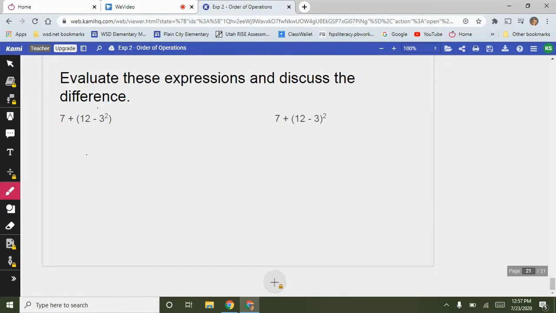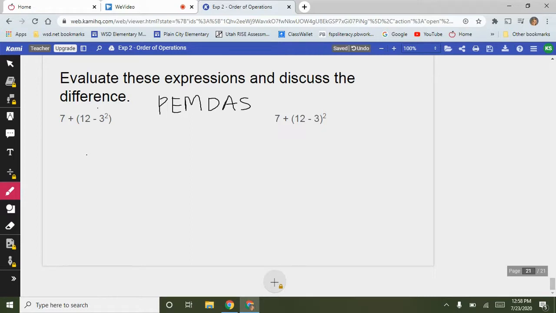Okay, this question says evaluate these expressions and discuss the differences. So let's first evaluate them. So let's get our PEMDAS back up here. So parentheses, yes.